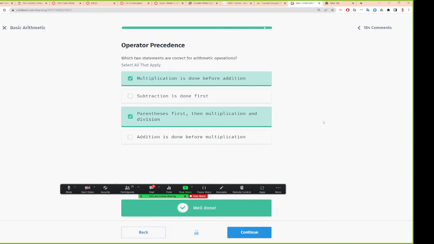So which two statements are correct? Is number 1, saying times is done before add? Parentheses first, and times and division. Is that right? Can you check your answer, please?